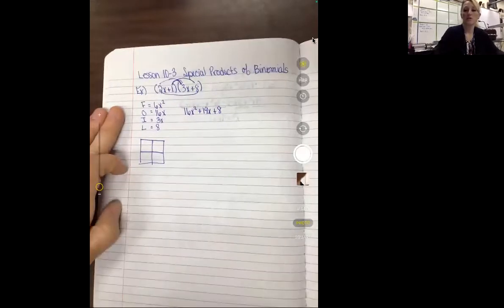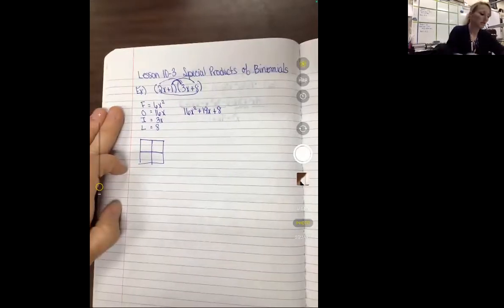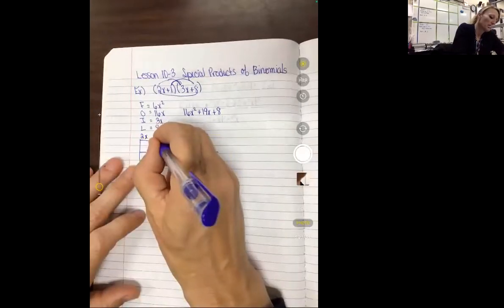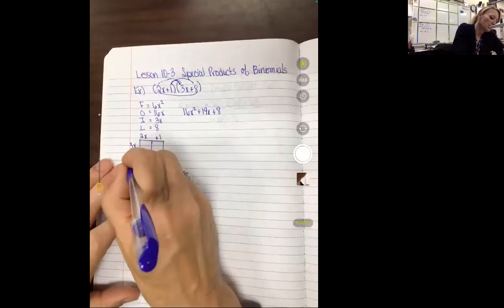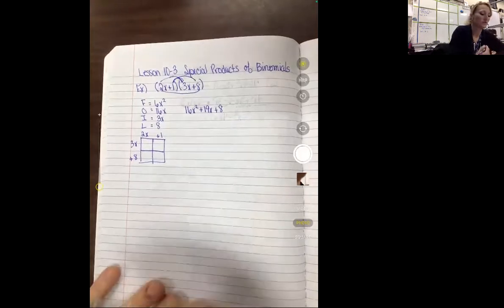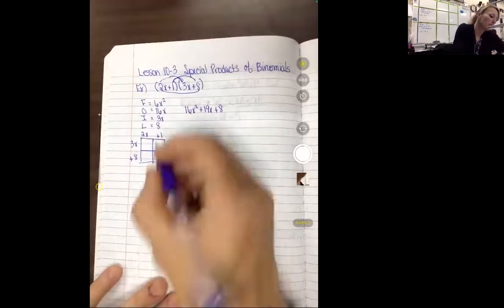So we're going to do the same thing, but this time with boxes, where I would put the binomial 2x plus 1. And over here, I would put a 3x and a plus 8. So this is a binomial times a binomial. That's why I do a 2 by 2 box. If it was a trinomial times a trinomial, we would do a 3 by 3.